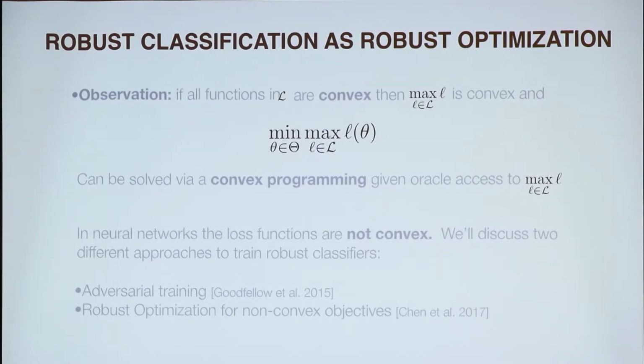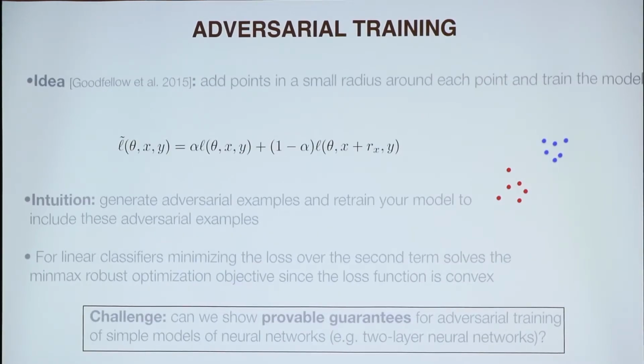All right. So adversarial training does the following. You can think about this as adding points in a small radius around your points, where these points are adversarial. Basically, you're applying an adversarial attack on these points, and then you train your model using something like stochastic gradient descent.